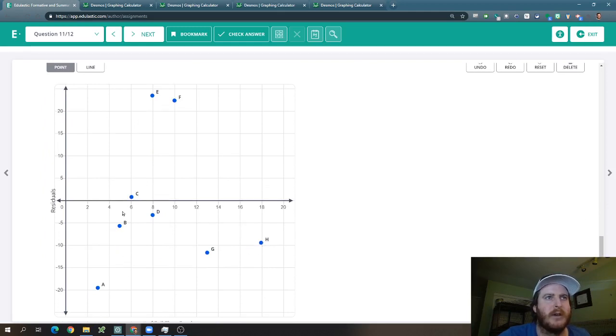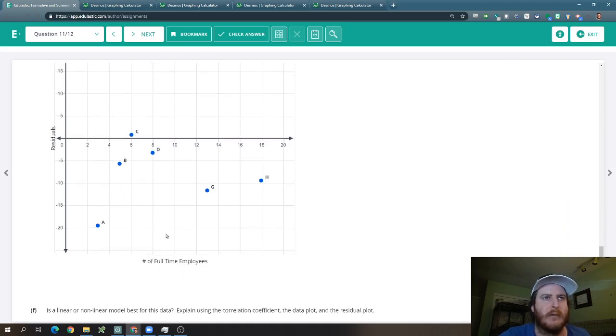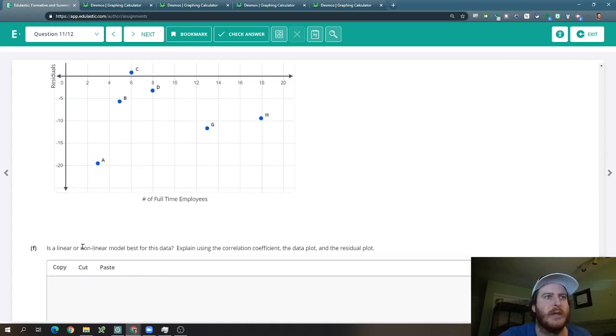So again, this isn't really a curved pattern. It's just kind of all over the place. So this would be no pattern, right? This would be no pattern. So is a linear or nonlinear model the best?